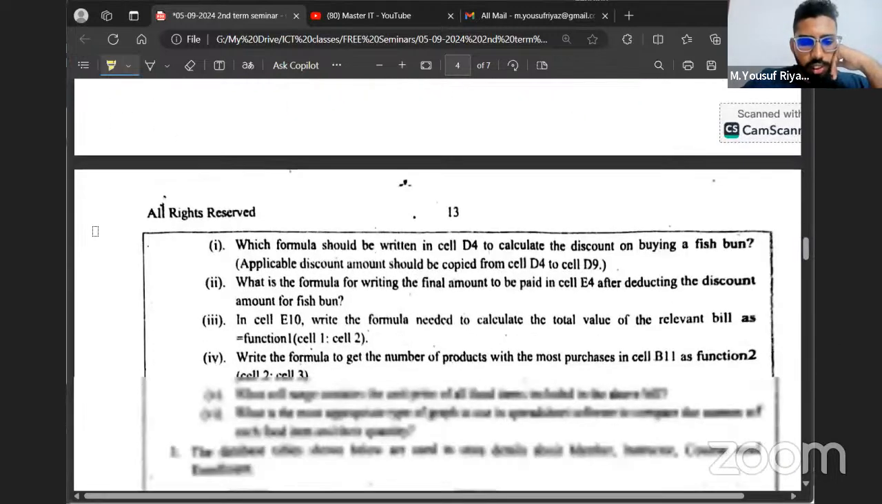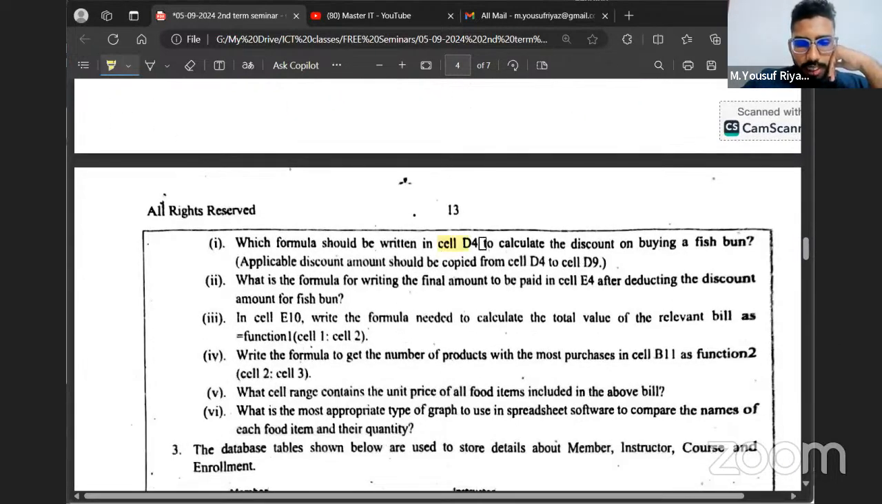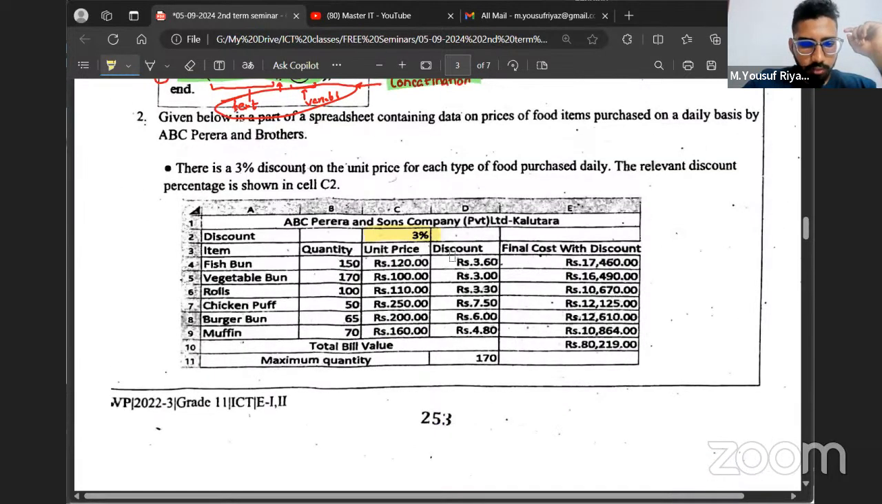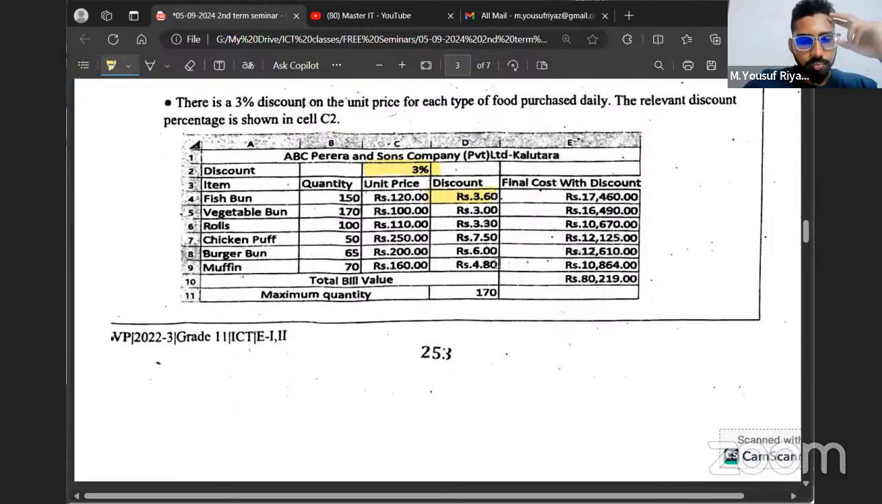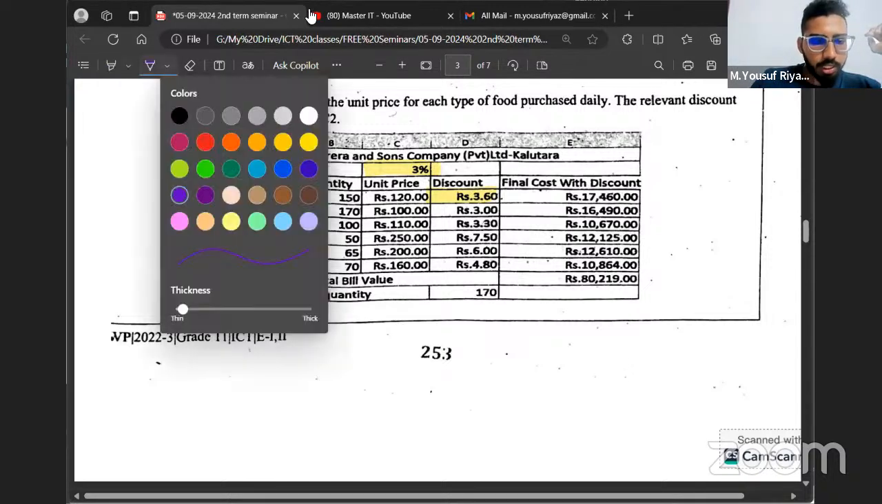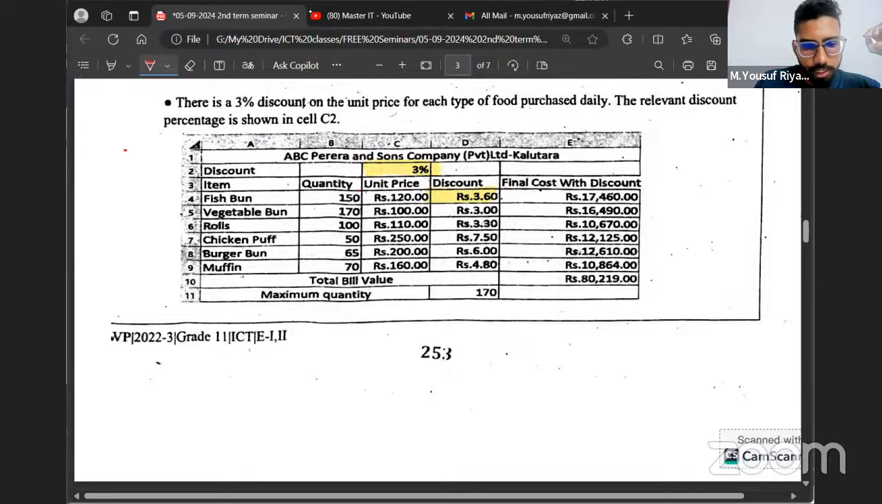So let's answer the question. Which formula should be written inside cell D4 to calculate the discount on buying a fish bun? The applicable discount amount should be copied from D4 to D9. Okay, they are asking about this D4 cell. So D4 is here. How do we find the discount? You can see the unit price of a fish bun is in this cell, and the discount is mentioned in this cell.